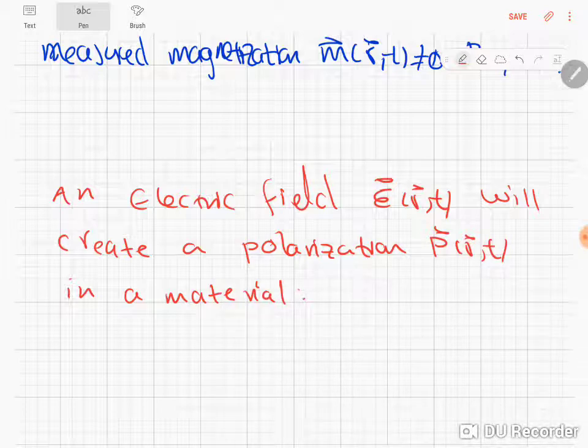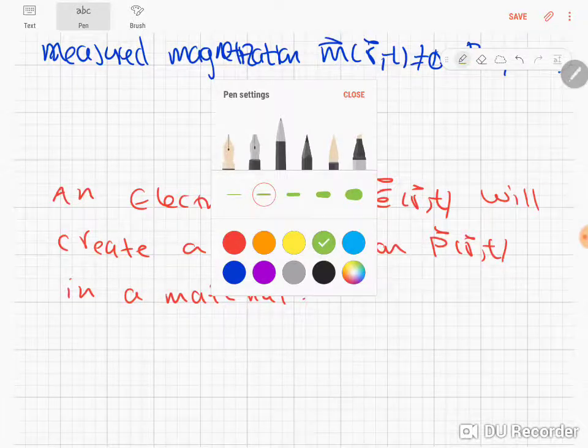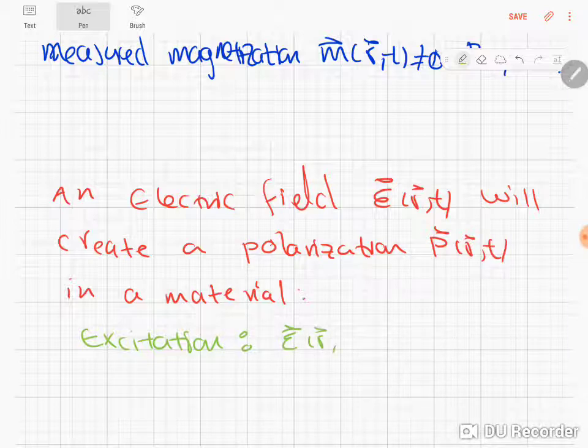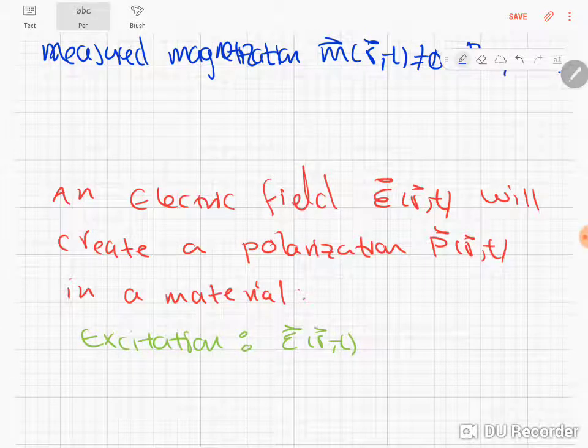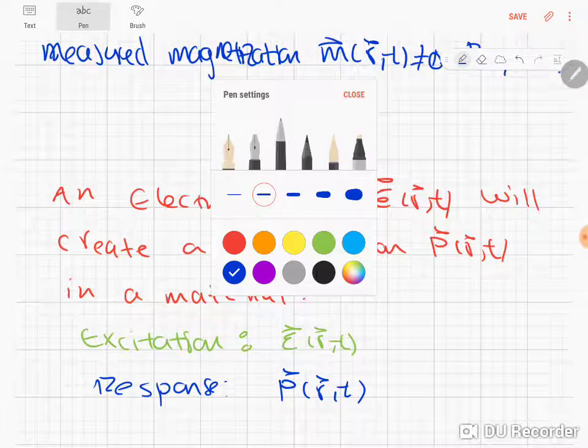What that means is that we have here, let's use green now, some excitation that will be the electric field E of R comma T, and we have a response which will be the polarization P of R comma T. Okay, so this is more or less the picture that we have, just in case you wonder.